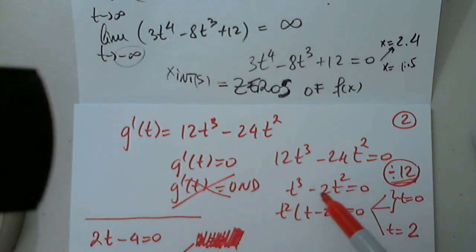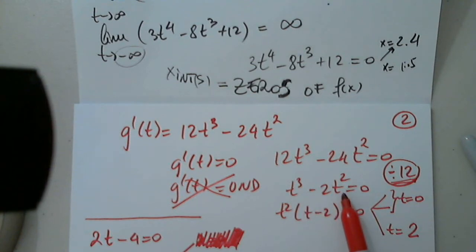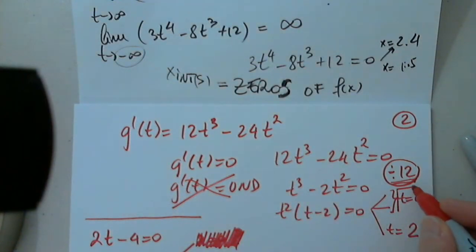I cannot divide by t or t squared, okay? So you can say, okay, you divide by 12 because it's a common factor. Why didn't you divide by t squared? That will be a terrible mistake because then I will omit this solution. It will go away. I can only divide by something that is not 0, like 12. Because 12 is not 0, I can divide by it. But I cannot divide by t because t can be 0.